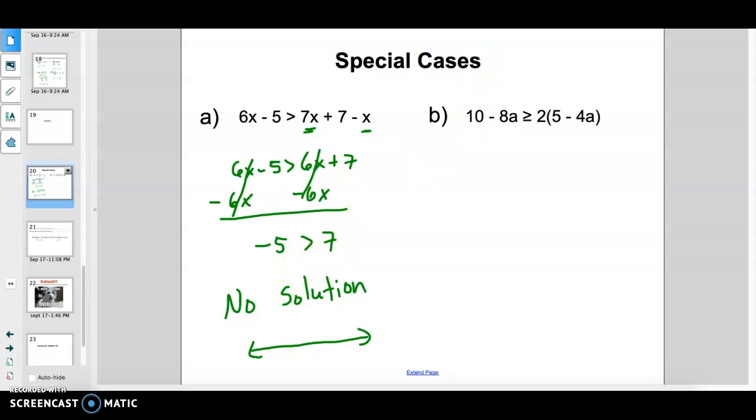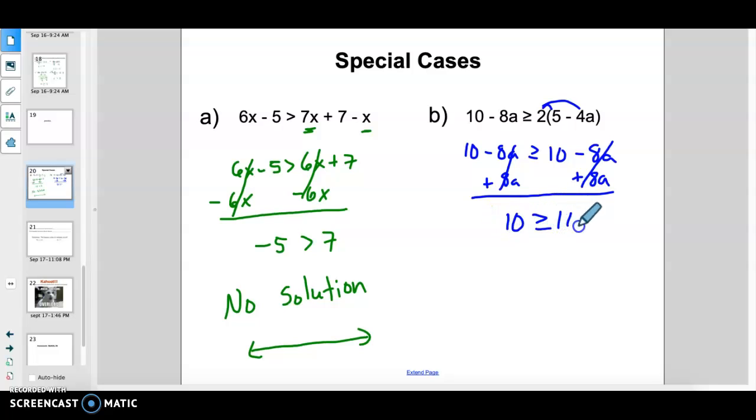The other special case, I bet you could guess, is going to be the opposite of no solution. So we started off with distributing. Hopefully right away you can see that the left side equals the right side, but if you wanted to take it a step further, you could do plus 8a on both sides. So negative 8 plus 8 is 0. So you're left with 10 is greater than or equal to 10.